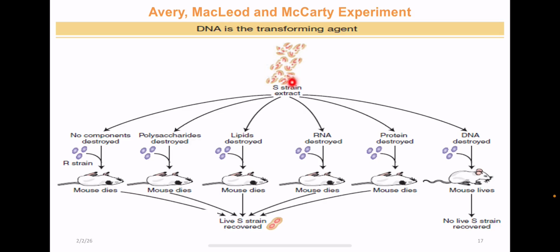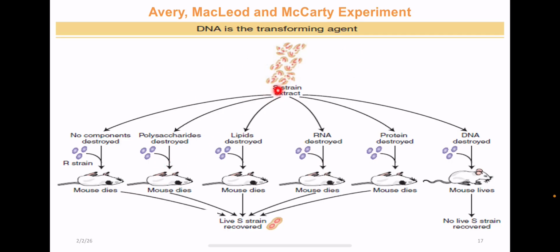So I think it raised a lot of questions, but I don't know why he didn't pursue this further. But another man did, or different men did. Avery, MacLeod, and McCarty took it a step further. So they are going to do a series of experiments over here. In the first step they took the killed S strains with no component destroyed, combined with the R strain, and the mouse died. Now they are going to deduce whether carbohydrate or protein or lipid or RNA, or which of the biomolecules present in the S strains, is responsible for transferring genetic material from the virus to the mouse.